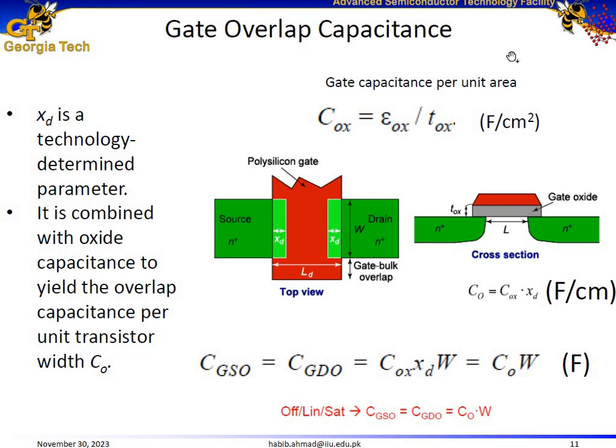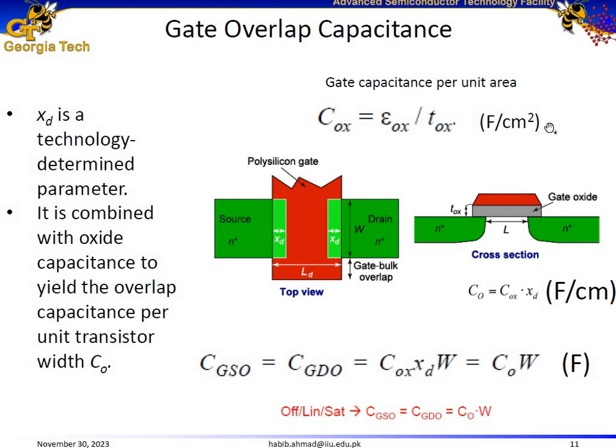First, let us consider the gate overlap capacitance. Here is a layout of the gate overlap capacitance. This orangish region over here represents the polysilicon gate, and it has a slight overlap with the drain region and a slight overlap with the source region. This spacing is XD over here. To calculate this overlap capacitance is really easy. We just need to multiply the area of this overlap region, which is XD times W, with C oxide, where C oxide is equal to permittivity of the oxide divided by thickness of the oxide.